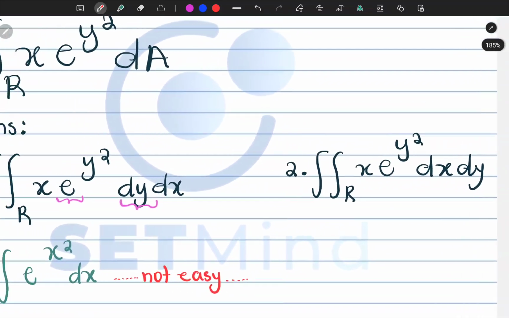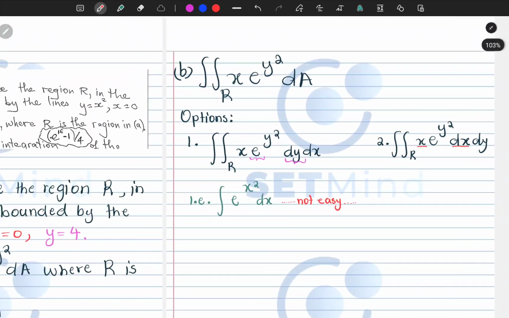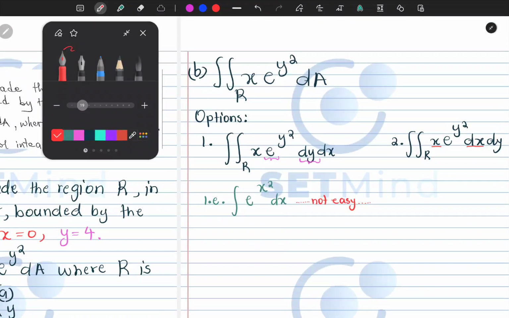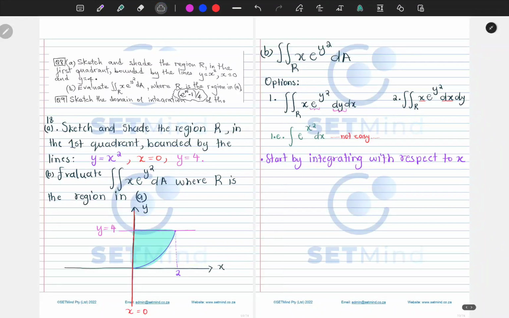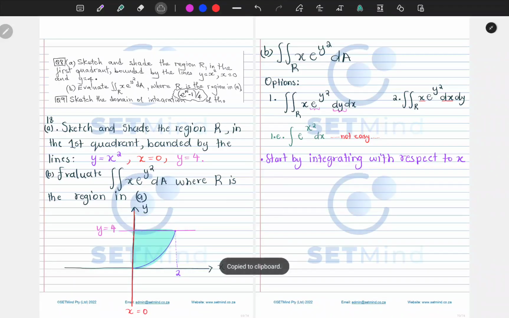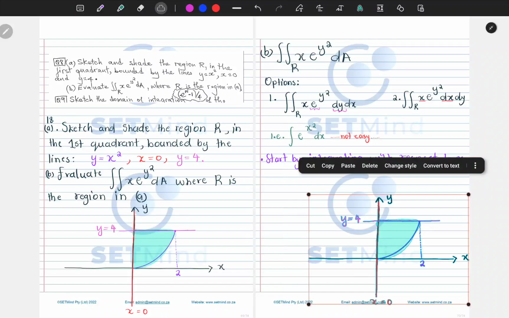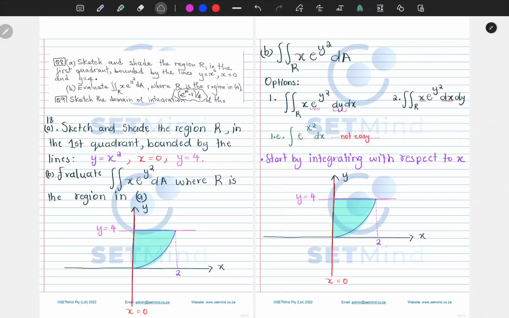And if you look at option 2, for option 2, we are going to start by integrating with respect to x. So when you just integrate x, that looks doable. So what we are going to do is we are going to start by integrating with respect to x, because it is what we can do. So if we start by integrating with respect to x, this means that I need to go to our region and make a horizontal cut, and then start finding our limits of integration.